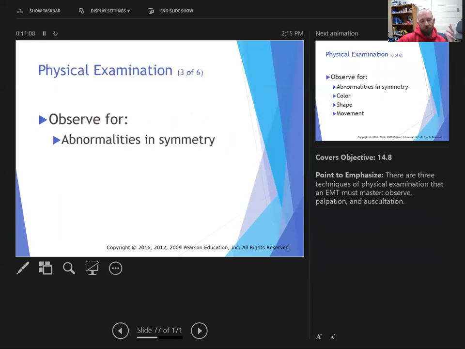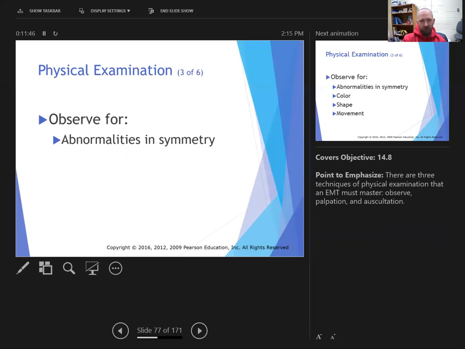So we're going to observe. What are we going to look for? What are we going to use our senses to observe for? One of the great things about the human body is that it's symmetrical. Things are the same on one side as they are on the other. So we can observe for abnormalities in symmetry, which means, let's say somebody hurt their hand. Let's just say that they hurt their hand somehow, right? And we got to know if it looks any different than it normally does.